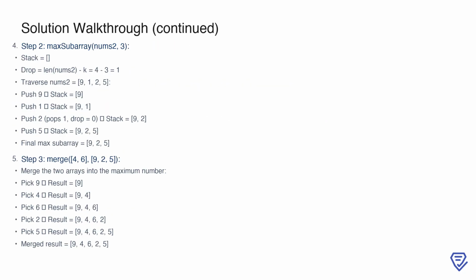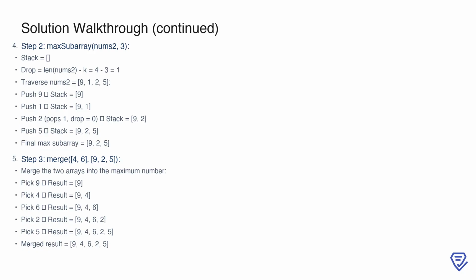Now we move to nums2, where we need a subarray of length 3. Using the same max subarray function, we initialize an empty stack and calculate that we can drop up to 1 element while traversing nums2. We begin by pushing 9 onto the stack, as it's the first element. Next, we push 1, but since it's smaller than the element ahead, it's replaced by 2 after popping 1, as this ensures we maintain the maximum possible subarray. Finally, we push 5, completing the subarray as 9, 2, 5.